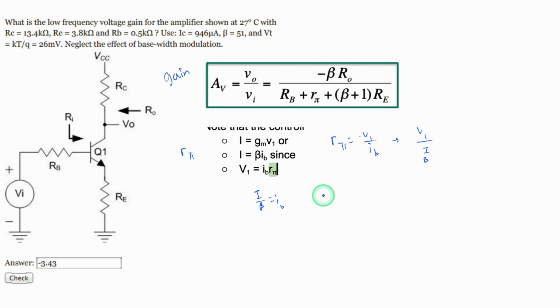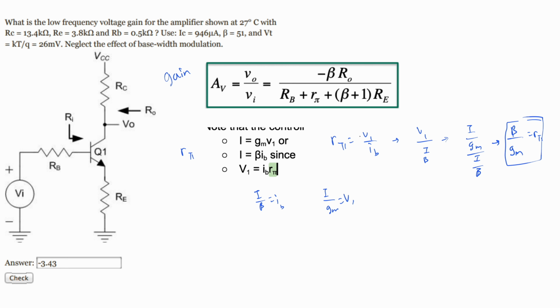Now, our V1 is going to be equal to I over GM. So that means we could substitute this in for I over GM over I over beta. From here, we can just multiply the reciprocal of the bottom to the top, and then we're just going to get beta over GM. This is equal to our r pi. So that is how we would solve for that. Now, plugging in our values, we are going to get 51 over our GM.